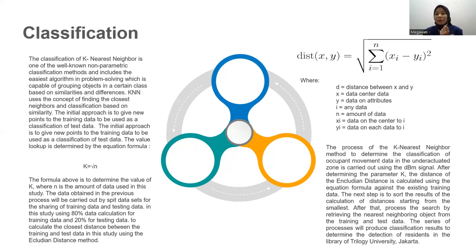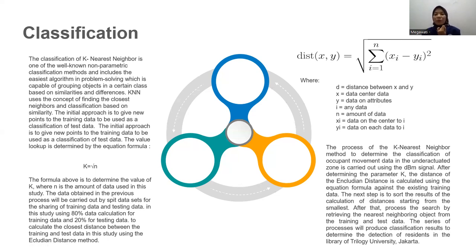K-nearest neighbor method is a determine of classification and occupant moving data in the under-actuated zone scenario of the using dBm signal. After the method parameter k, the mass of the equidistant of calculate using the equation 1 of format again and the explain train the data.